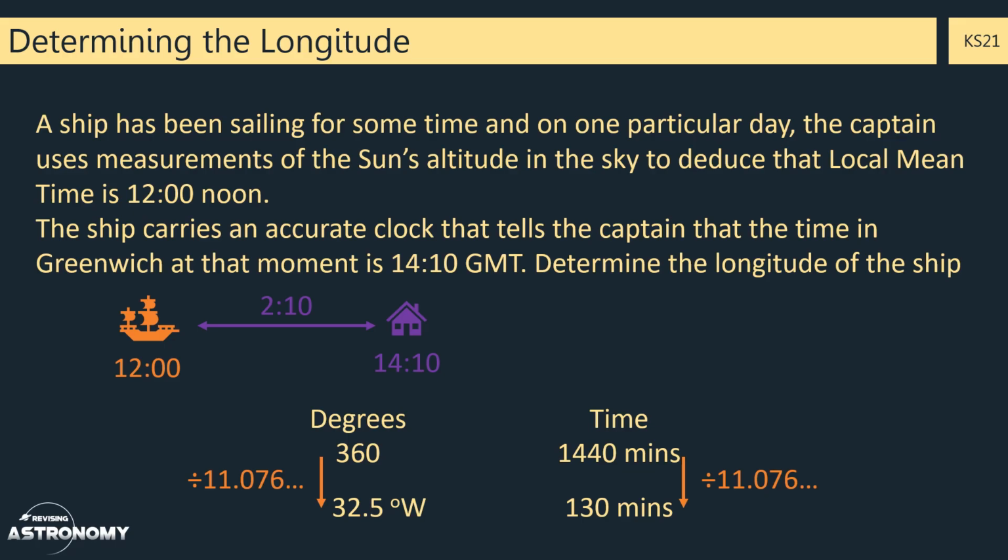Again, we need to work out if it's east or west of Greenwich. And as the time 12 o'clock is earlier than 2:10 in the afternoon in Greenwich, we know that the person is west of Greenwich. So therefore, their longitude would be 32.5 degrees west.